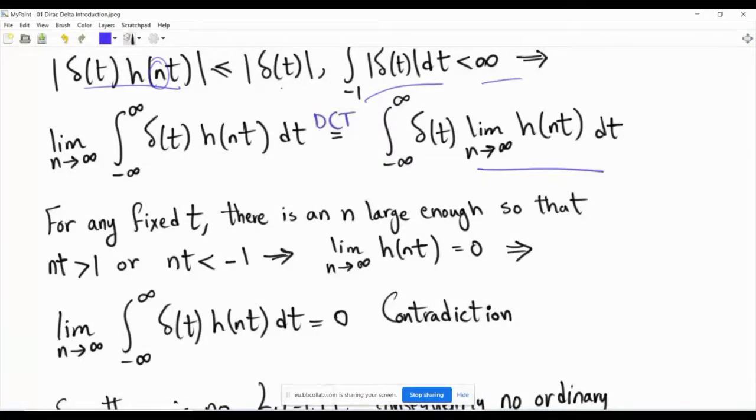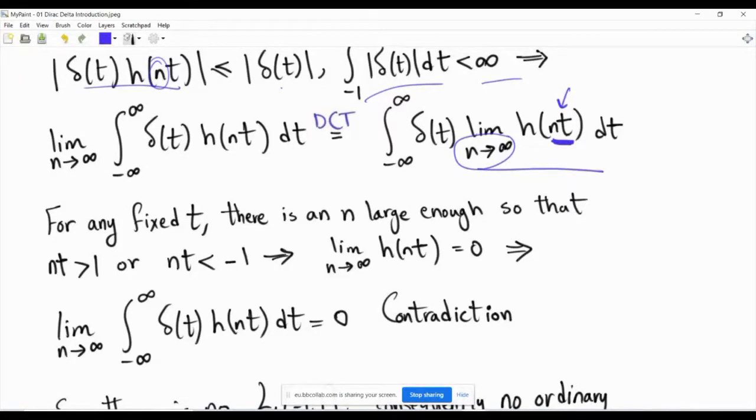What is the limit of this thing as n goes to infinity? Now, by doing the limit first, we are fixing t. So for a fixed t, you are taking the limit as n gets very, very large. If t is any positive number, no matter how small, there will be an n, large enough such that n multiplied by t will be greater than 1. Right?